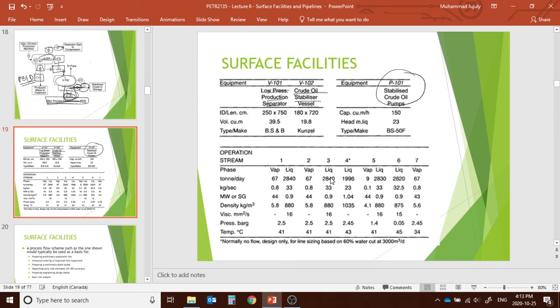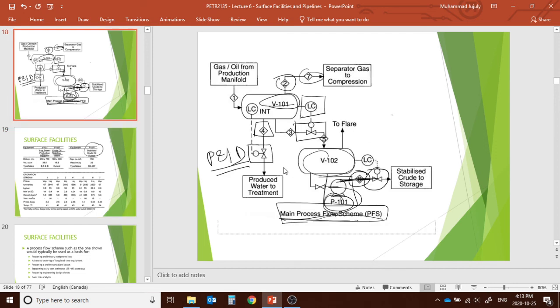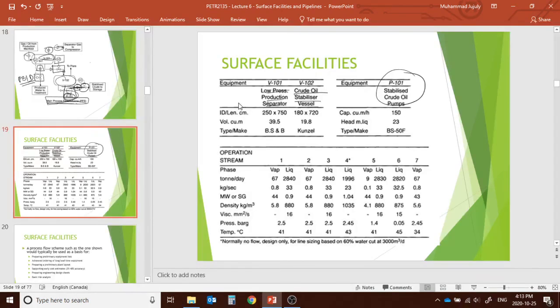All right, and these are the operation streams, that means the pipelines, the number of the pipeline. It's specified, like number one, what we have, vapor and liquid phase. And the composition, density, everything of the stream has been defined in here.